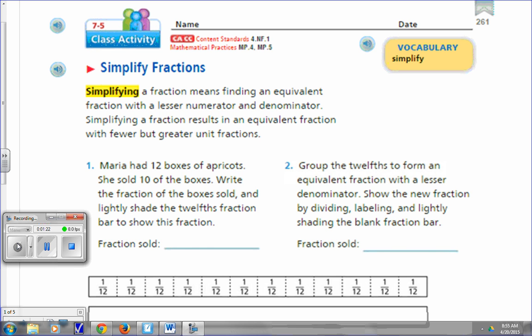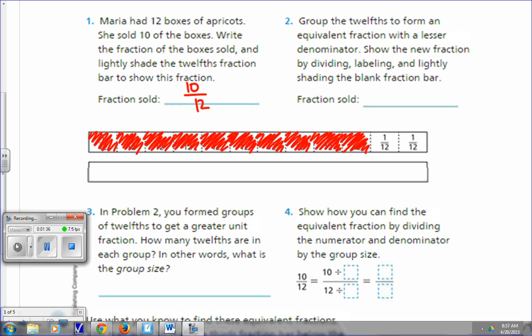Let's look at these 2 questions here. Maria had 12 boxes of apricots. She sold 10 of the boxes. Write the fraction of the boxes sold and lightly shade the 12th fraction bar to show this fraction. So your picture should look something like this, right? Now what it wants us to do is to group the 12ths that we just colored. So we're going to put them in smaller groups, okay? With an equivalent fraction with a lesser denominator. Show the new fraction by dividing, labeling, and lightly shading the blank fraction bar.